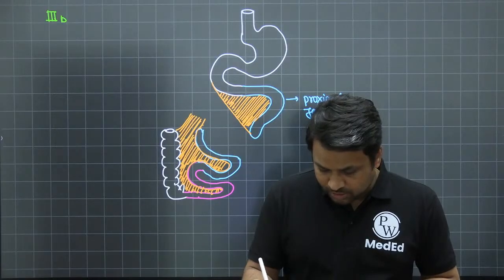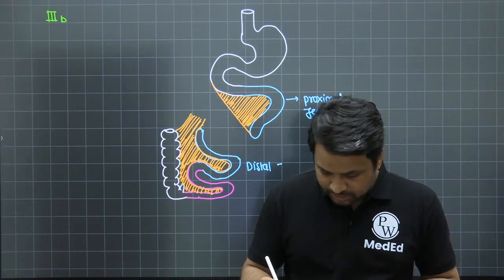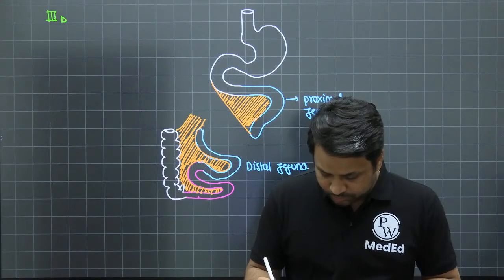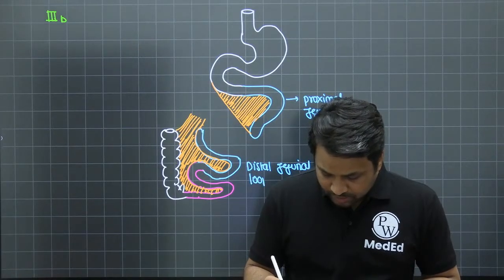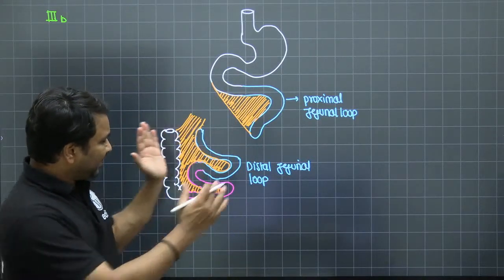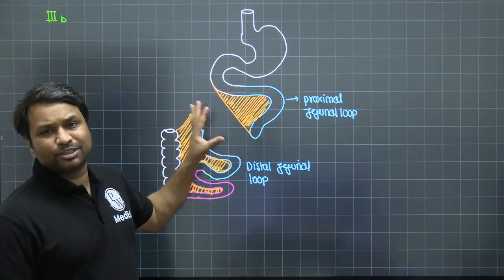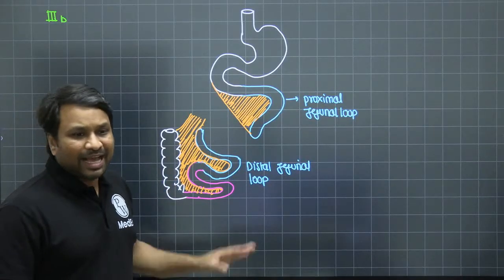This is the proximal jejunal loop, and this happens to be a distal jejunal loop. Now, because it is completely separated into two different components, this is what we call the Christmas tree variety, also called the apple peel variety.